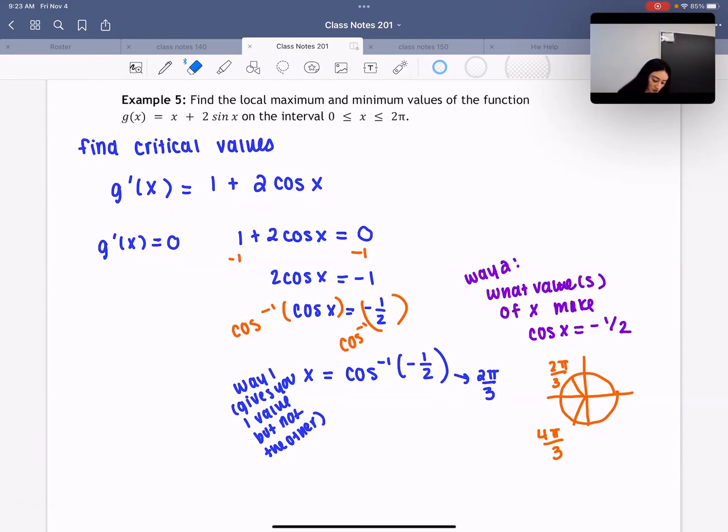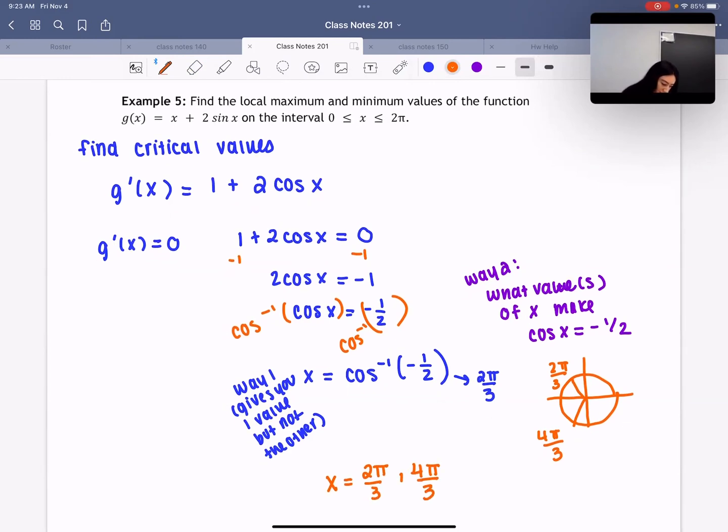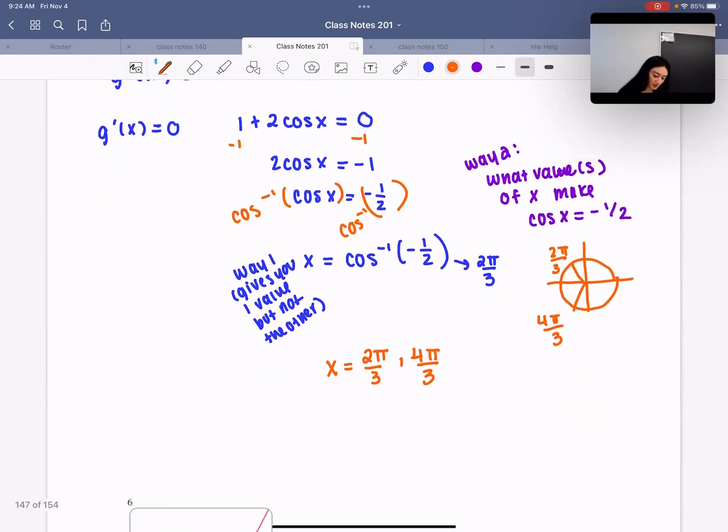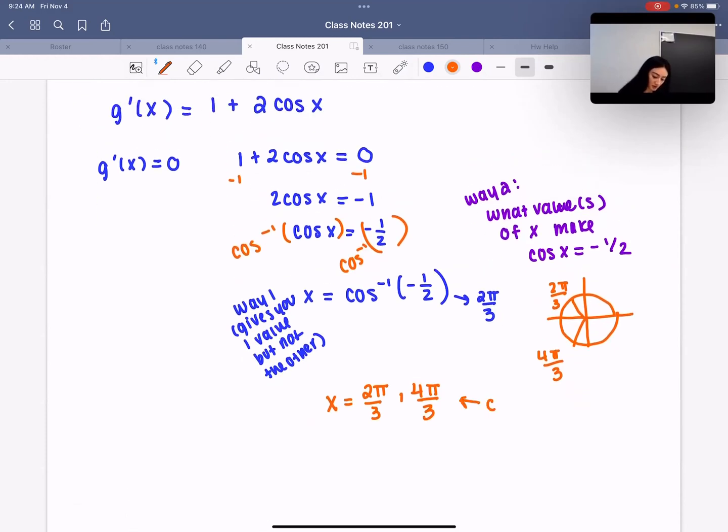Now I'm not going to find any more angles because we're only interested between 0 and 2 pi. So the 2 critical numbers I'm getting here are x equals 2 pi/3 and 4 pi/3. Those are my 2 critical numbers. Now, my derivative doesn't exist. Well, actually, there are no places where my derivative doesn't exist, so I don't have to think about that. And that pretty much covers it for my critical values.